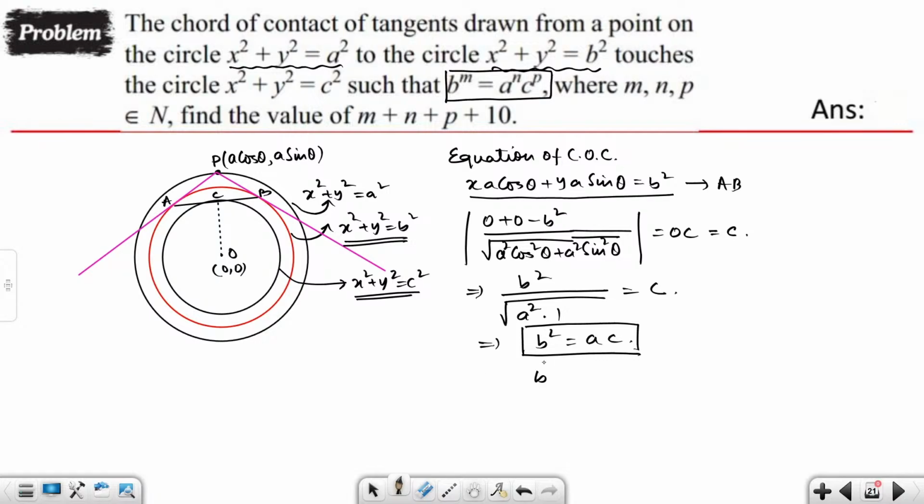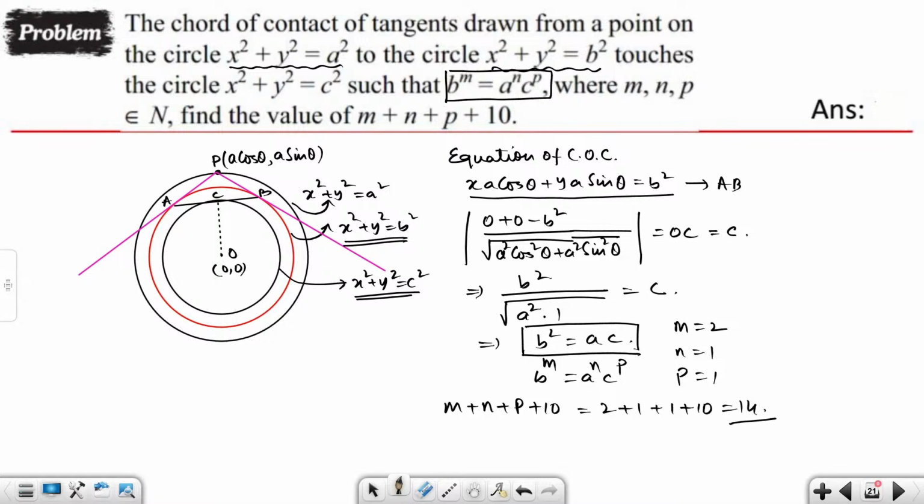If I compare this with B to the power M, A to the power N, C to the power P, we will write that M is 2, N is 1, as well as P is 1. Therefore, the value of M plus N plus P plus 10 will be 2 plus 1 plus 1 plus 10. That gives us 14.